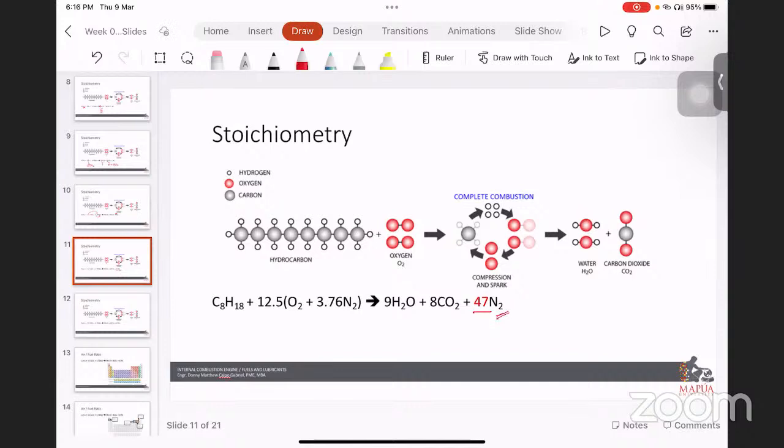So this will give us our stoichiometry. We are able to calculate how many molecules for your petrol. 1 molecule of petrol would need 12.5 molecules of air, would give you 9 molecules of water, 8 molecules of carbon dioxide, and 47 molecules of N2.